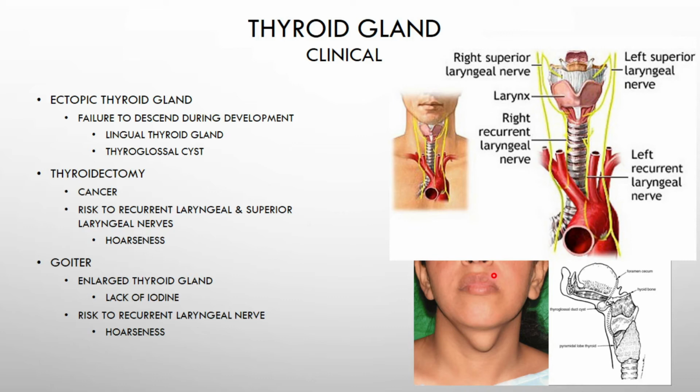And then also associated with thyroid glands, we have goiters, so enlarged thyroid glands. And again, here there's a risk to those nerves that are supplying your larynx.